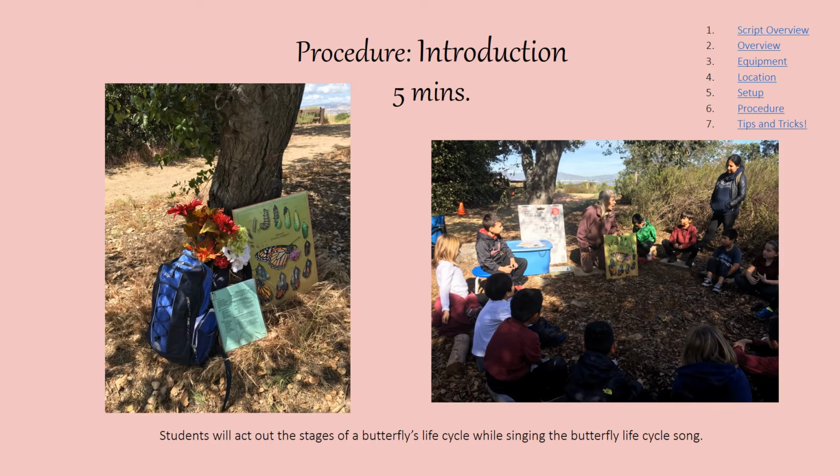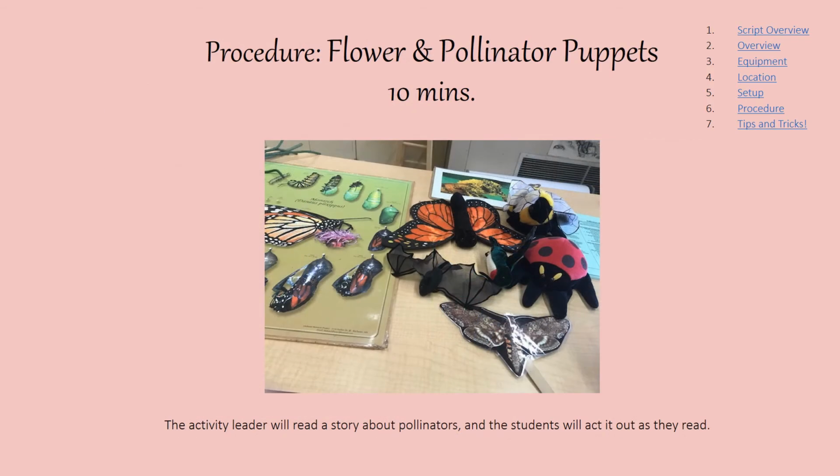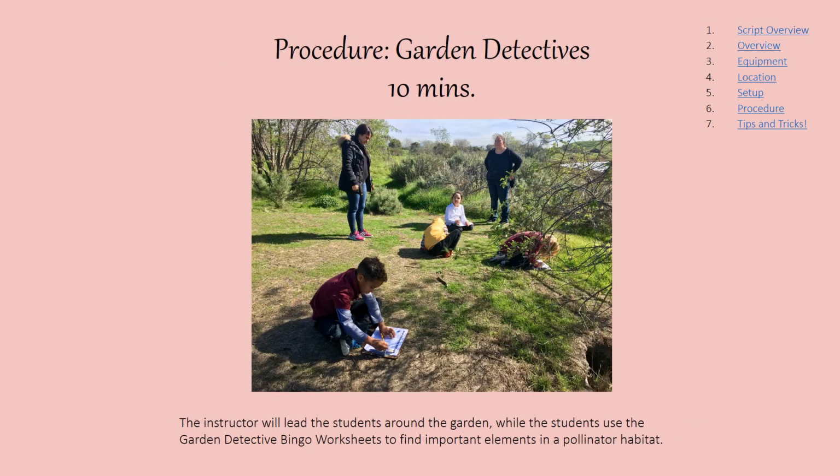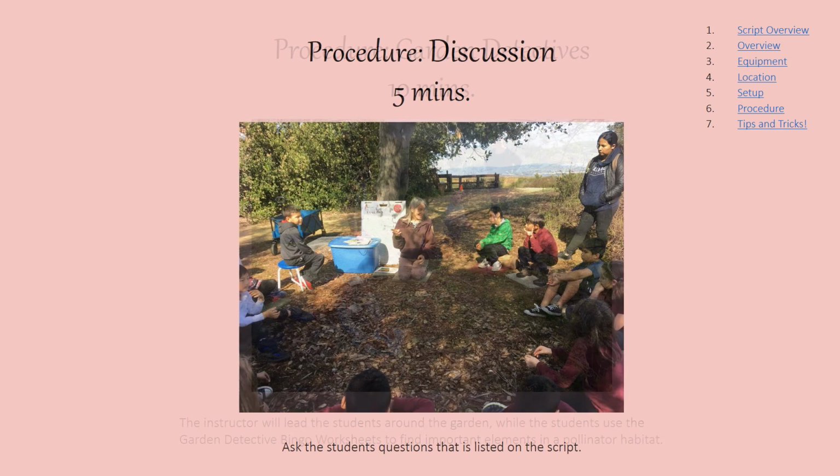Students will act out the stages of a butterfly's life cycle while singing the butterfly life cycle song. Next, the activity leader will read a story about pollinators, and the students will act it out as you read. Then the instructor will lead the students around the garden, while the students use the garden detective bingo worksheets to find important elements in the pollinator habitat. Finally, ask the students the questions that are listed on the script.